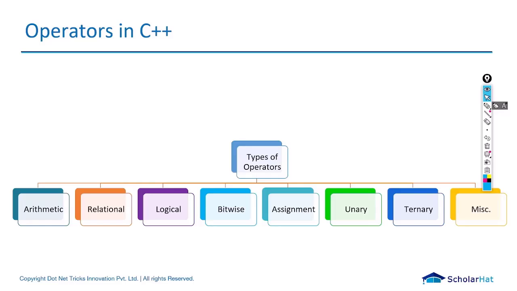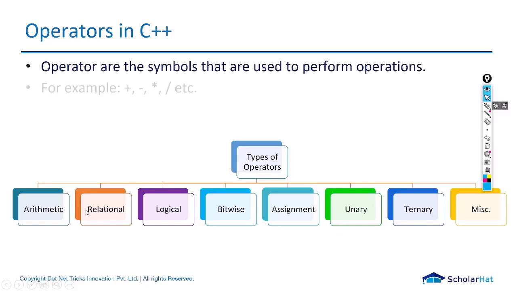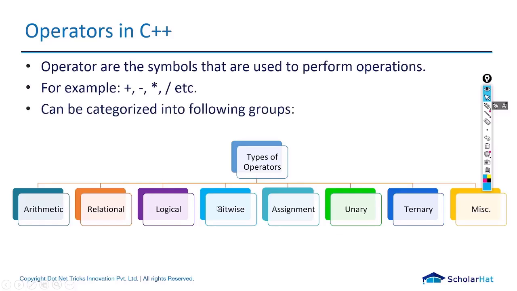Now I can categorize all these things into three parts. That is binary operator, unary operator, ternary operator. So arithmetic, relational, logical, bitwise, and assignment come under binary operators, whereas unary operators are there and ternary operators are there.